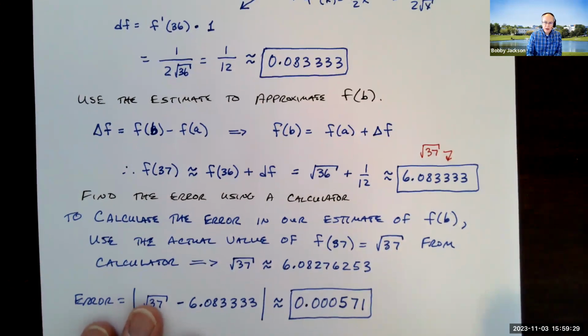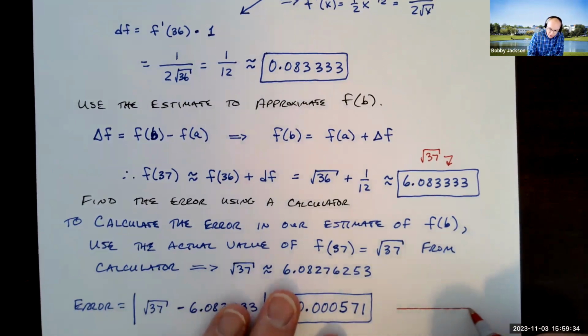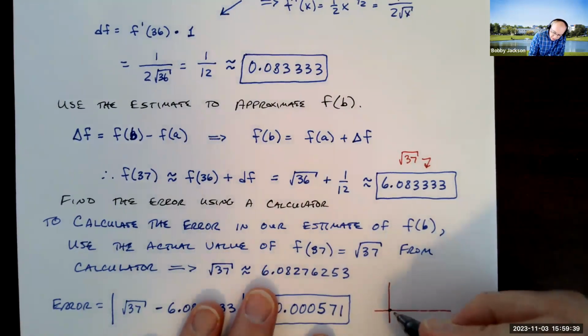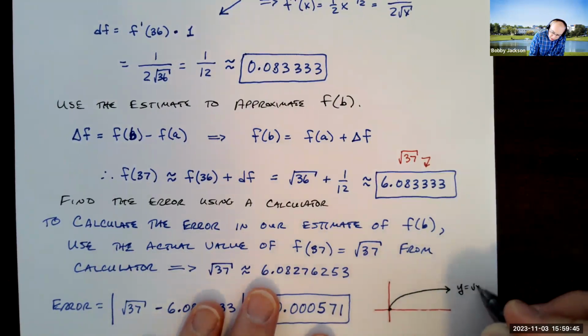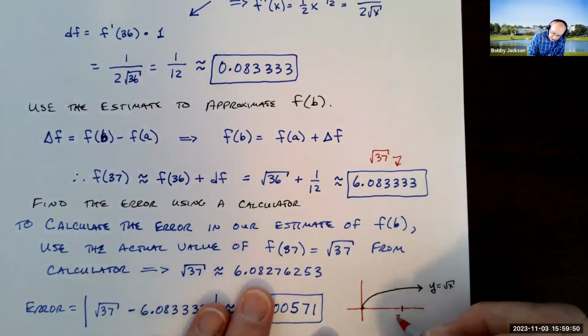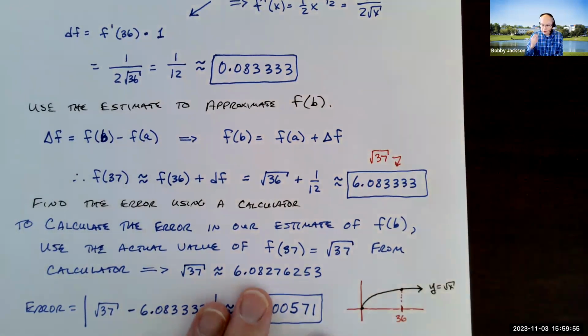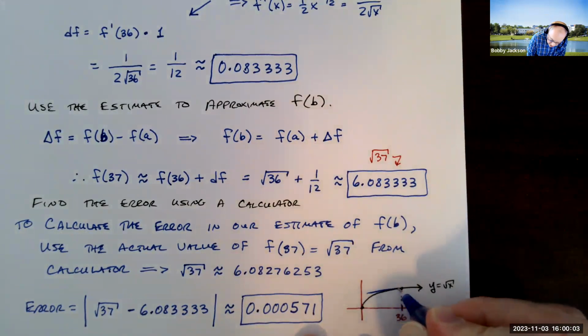Okay, so graphically, if you want to think about what's happening here, we've got the graph of our square root function, which looks something like this. So y equals the square root of x, and somewhere way out here at 36, we're using the tangent line right at that point to estimate the actual value of the square root of 37. So that tangent line, you can tell if I draw it, looks almost exactly like the graph there.